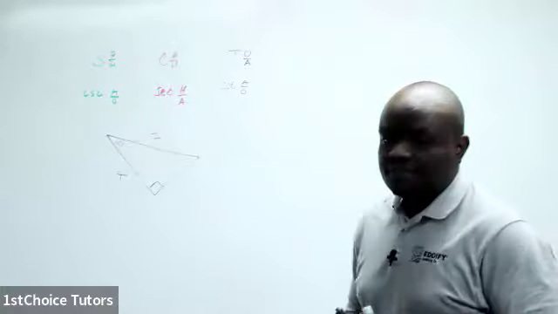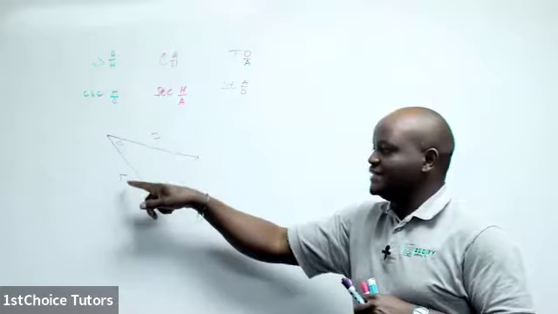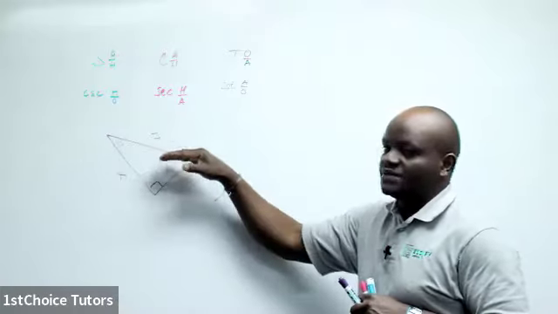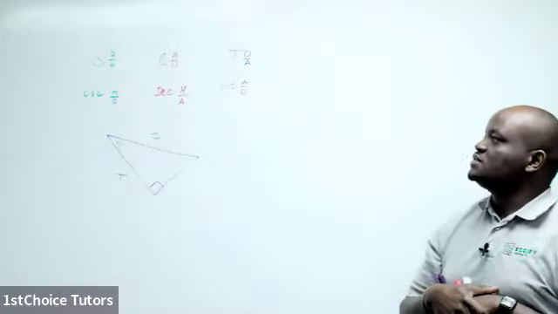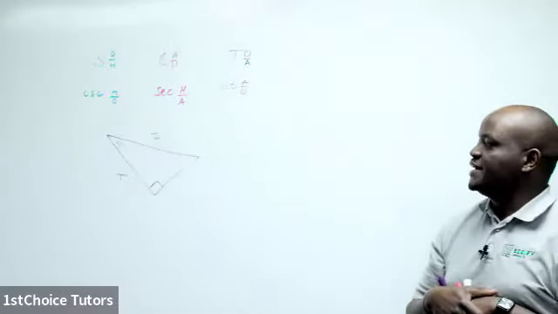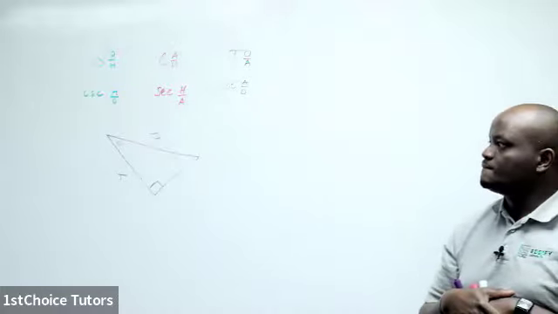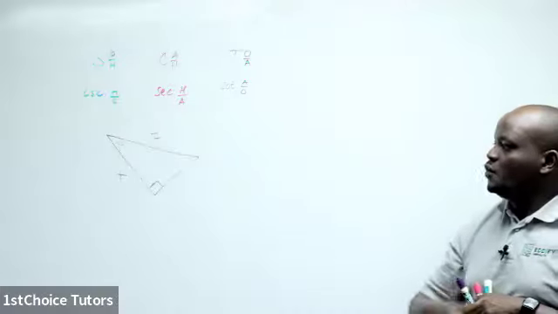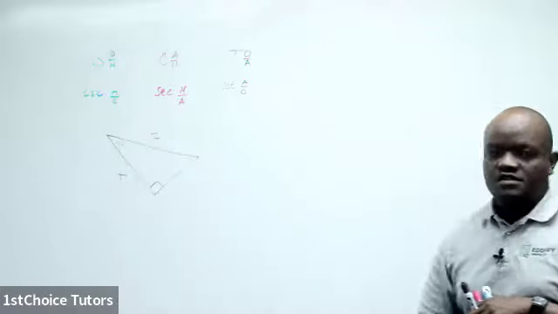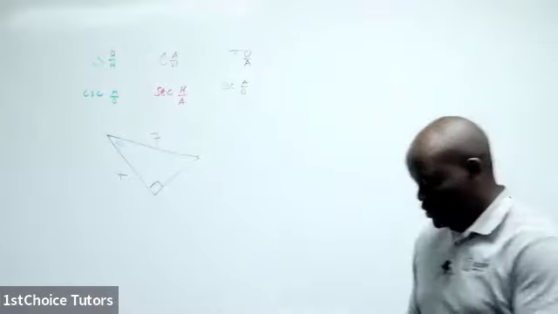Anyway, we're looking for X. X relative to this angle is adjacent, and 7 is the hypotenuse. So which of these three makes sense to go with? Is it cosine, sine, or tangent? Which one has adjacent and hypotenuse? Cosine. Exactly.